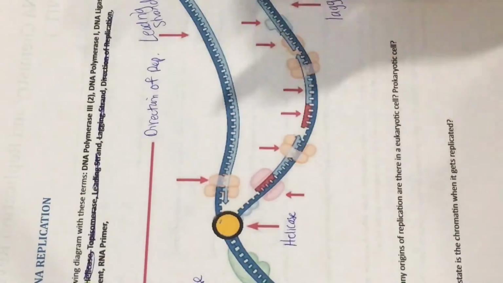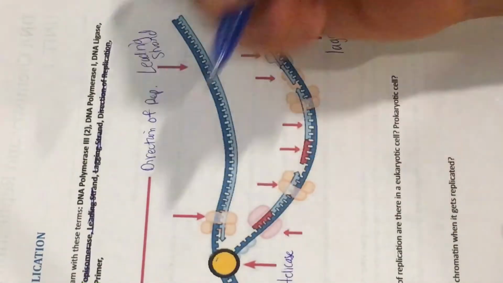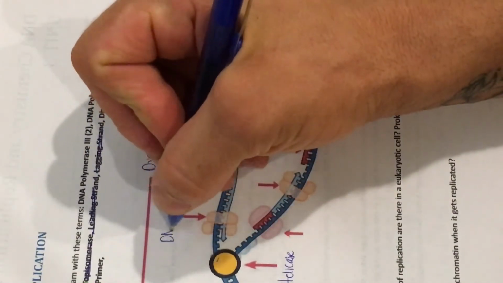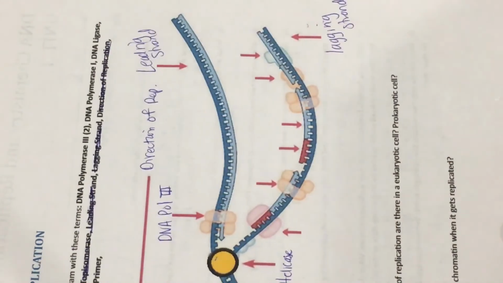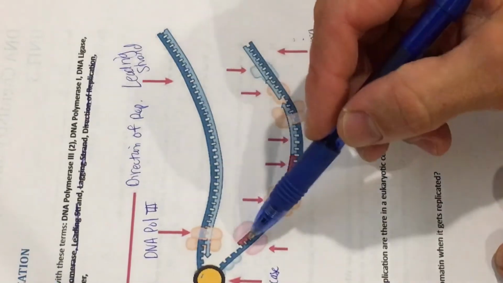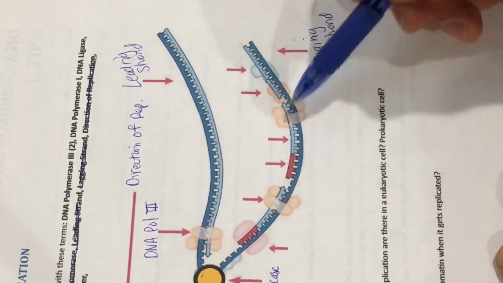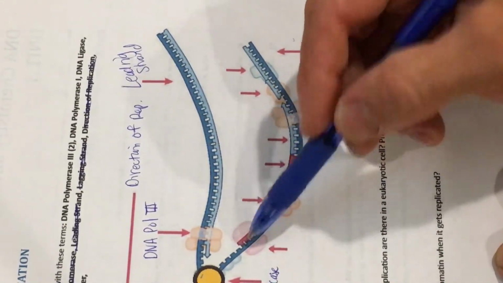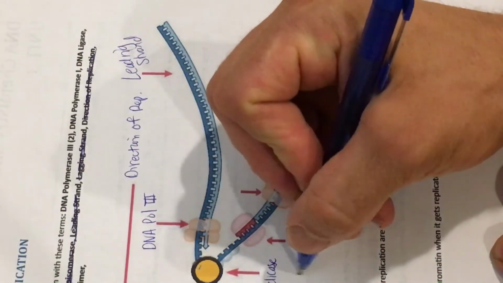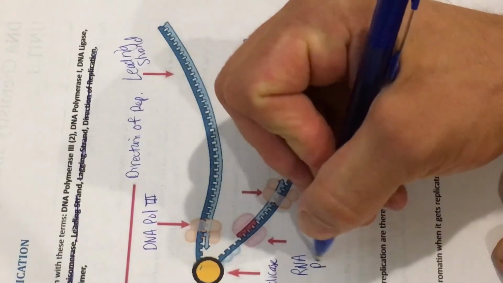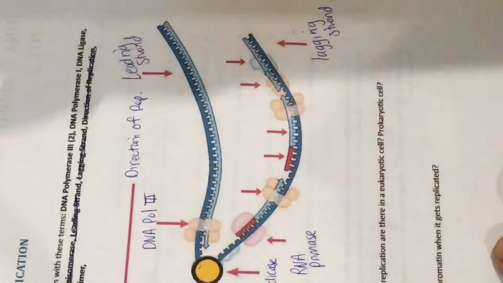Well, we know the enzyme that's working on the leading strand has to be DNA polymerase 3. So DNA polymerase 3, it's going to be that one. We can see that these red fragments here have to be RNA primer. And so this little hamburger-shaped pink thing has to be our RNA primase. So I'm going to cross off RNA primase.